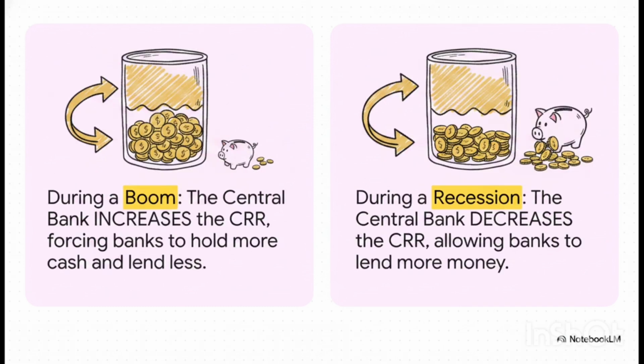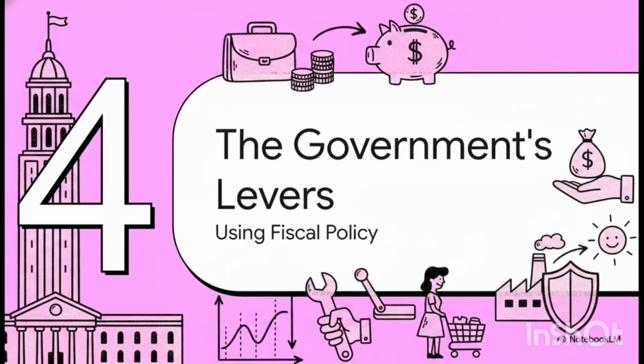And the last big tool for the central bank is the cash reserve ratio, or CRR. This is a rule that just tells banks, hey, you have to keep a certain percentage of money in the vault. You can't lend it all out. So if the economy is overheating, they raise that percentage. That means banks have less money to give as loans, and if they want to get things rolling, they lower it.